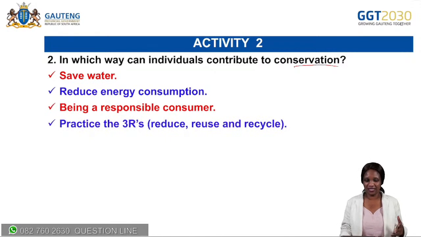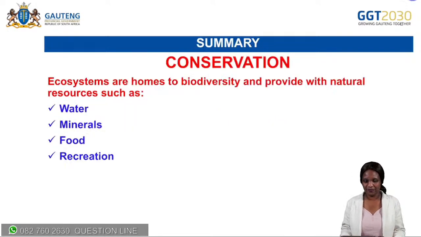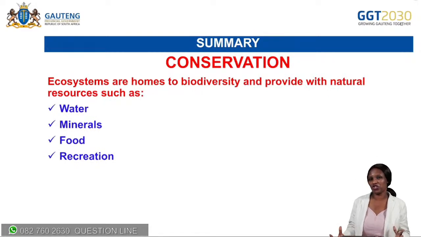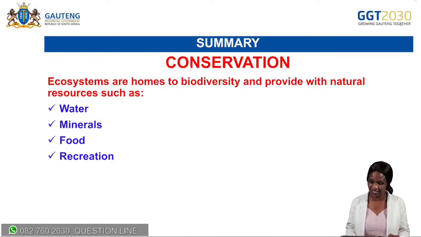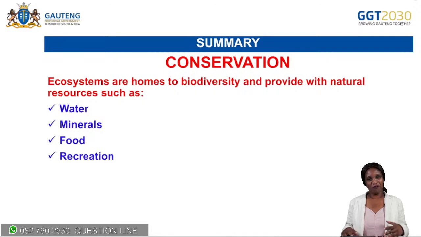And then let's practice the 3 R's. That is reduce, reuse, and recycle. Let's reduce the waste. Let's reuse the containers. And let's recycle them. And then let's summarize our lesson. Let's look at conservation. Ecosystems are homes to biodiversity and provide us with what? They provide us with natural resources such as what? Water, minerals, food, and even recreation.